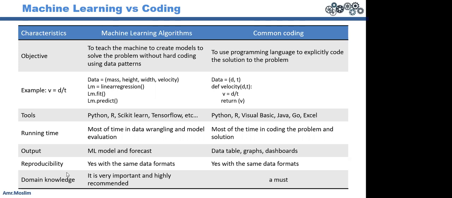Reproducibility, both of them can be reproducible. Domain knowledge is a very important one. In machine learning, domain knowledge is very important and highly recommended, but it's not a must, which means I can know about the subject, but it's not necessary to be an expert in this subject. But in common coding, you have to be an expert because you have to know all the equations and all the assumptions and all the conditions of every equation you have.